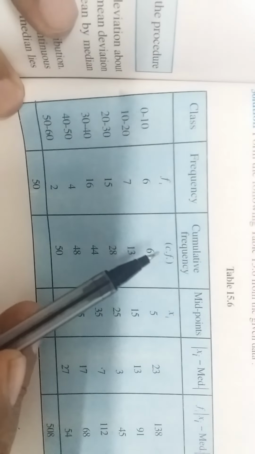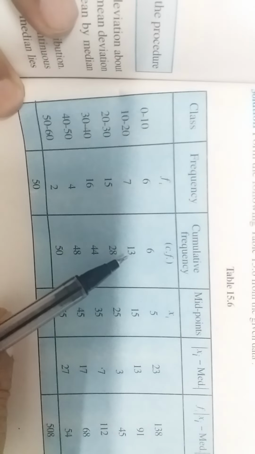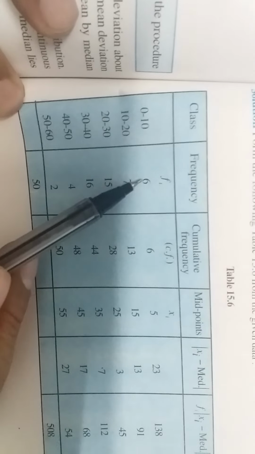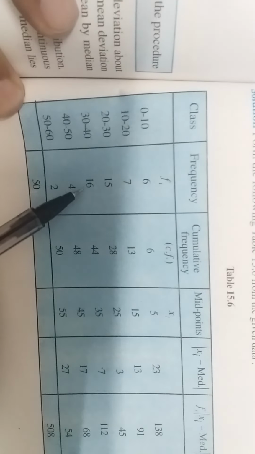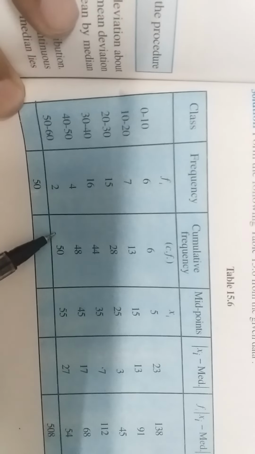Then we will calculate the cumulative frequency. For the median we require cumulative frequency. So this is 6 as it is, 6 plus 7, 13, 13 plus 15, 28, 28 plus 16, 44, 44 plus 4, 48, 48 plus 2, 50. So this total will tally.